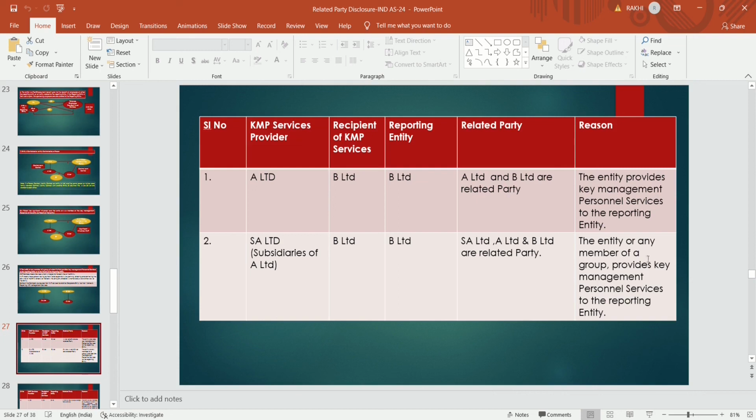The entity or any member of the group, the entity means A Limited, or any member of the group means SA Limited, who is the subsidiary of A Limited, provides any services like key managerial services to the reporting entity. Here reporting entity is B Limited. So they are related party.